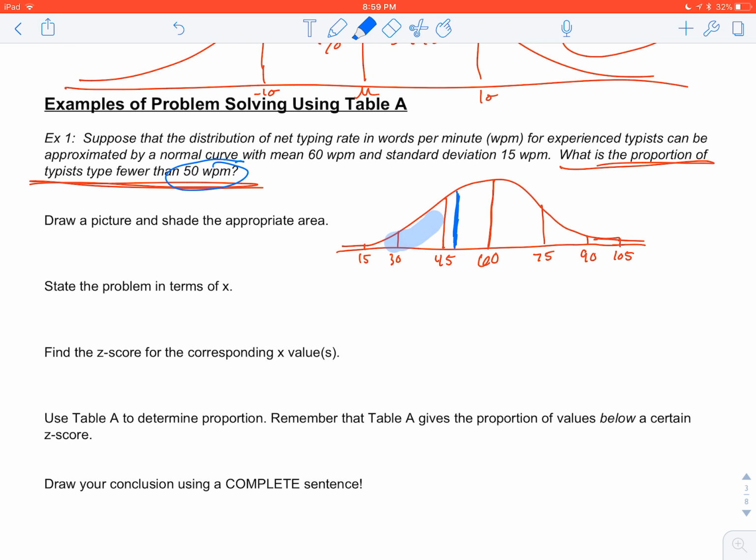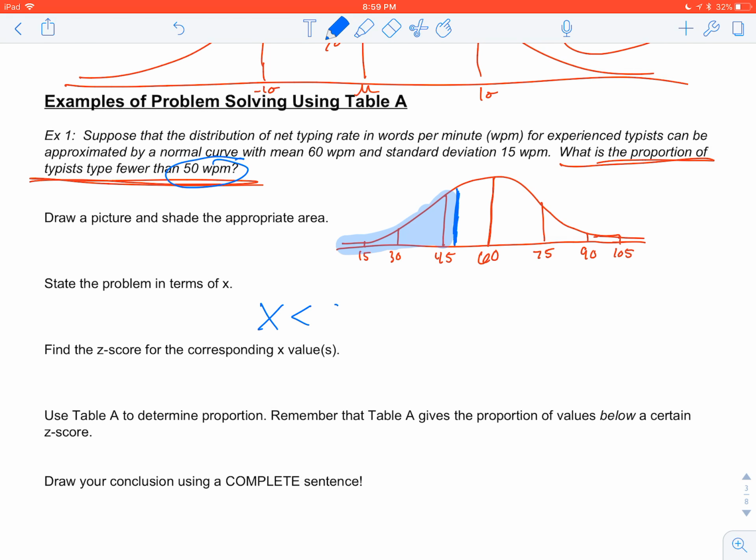So when I highlight it, the area of that portion of the curve, which is good because it's kind of how our Table A is set up, everything to the left of a certain z value. State the problem in terms of x. We're looking for x less than 50. Now, in order to use the table, we can't use this number 50.